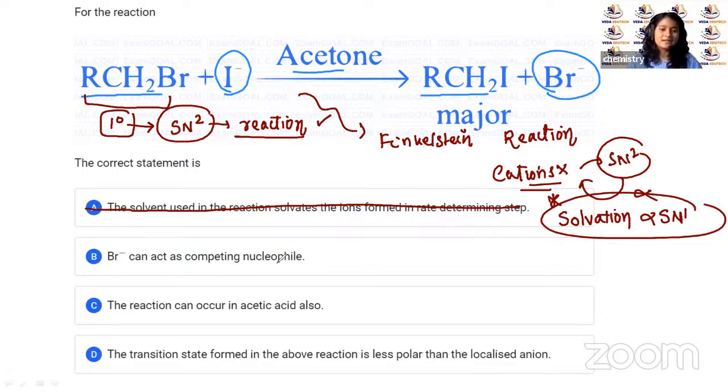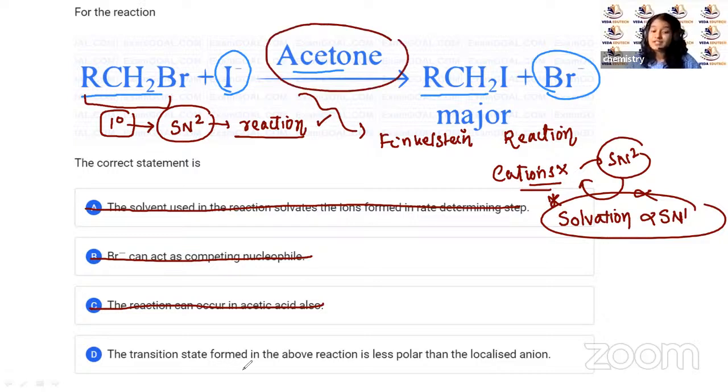Br minus can act as a competing nucleophile. No, because I minus is a stronger nucleophile. The reaction can occur in acetic acid also. No, this is the Finkelstein reaction, and we know that here we are using acetone. The transition state formed in the above reaction is less polar than the localized anion. So it is saying that this transition state that is formed is less polar. Yes, obviously, whatever transition state you get is going to be less polar. Yes, it is very unstable as well. That's why it directly gives you the product.